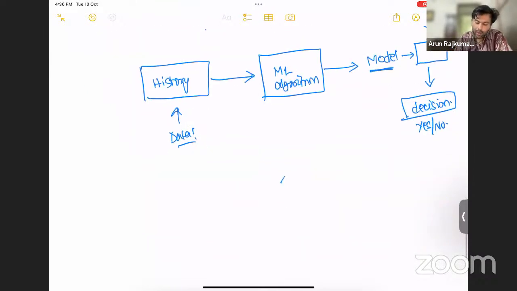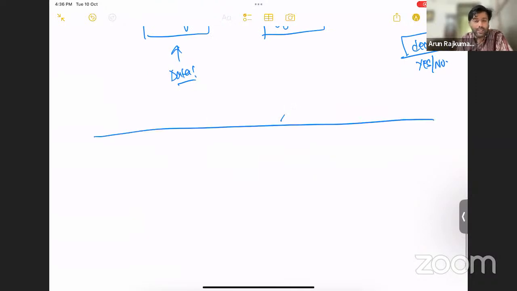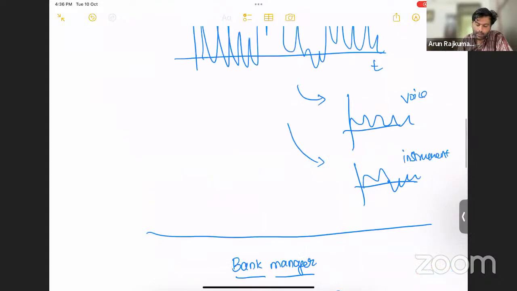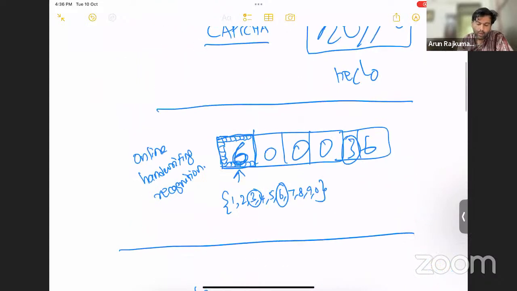Again, this is not just for the bank example. If I go back to my previous example, in the online handwriting recognition case, I want to be able to recognize digits that people write. So in this case, again, my data is not going to be historical data.